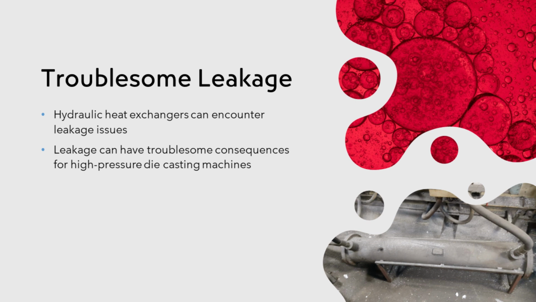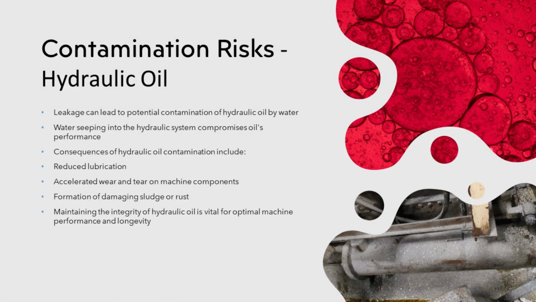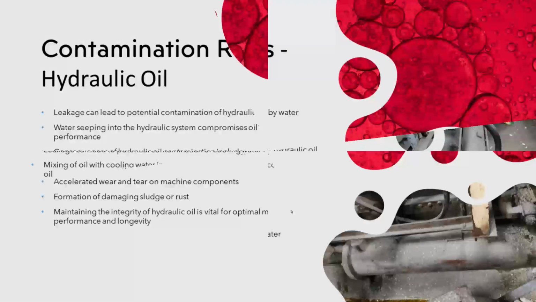One concern associated with leakage is the potential contamination of hydraulic oil by water. If water from the cooling system seeps into the hydraulic system due to a leak, it can compromise the oil's performance. Water contamination can reduce lubrication, accelerate wear and tear on machine components, and even lead to the formation of damaging sludge or rust. Therefore, maintaining the integrity of the hydraulic oil is vital for optimal machine performance and longevity.